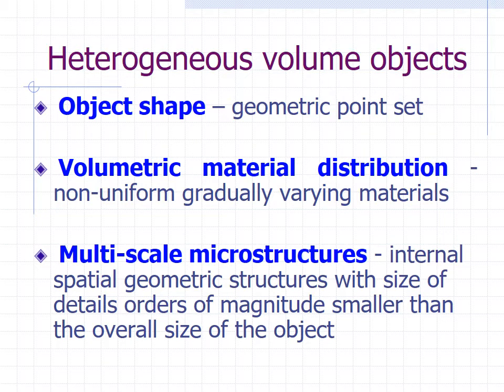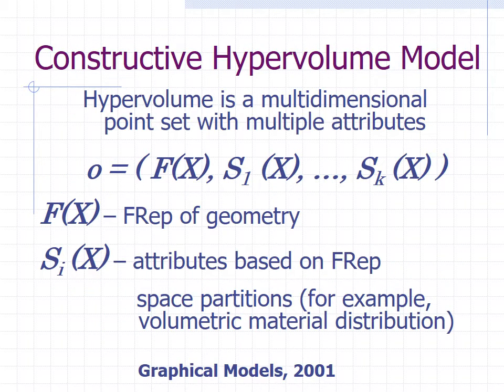First of all, let's define the terms. We will consider object shapes as geometric point sets, volumetric material distribution as non-uniform gradually varying materials, and multiscale microstructures as internal spatial geometric structures with size of details orders of magnitude smaller than the overall size of the object. As we remember, the constructive hypervolume model was proposed for modeling heterogeneous objects using the function representation approach.